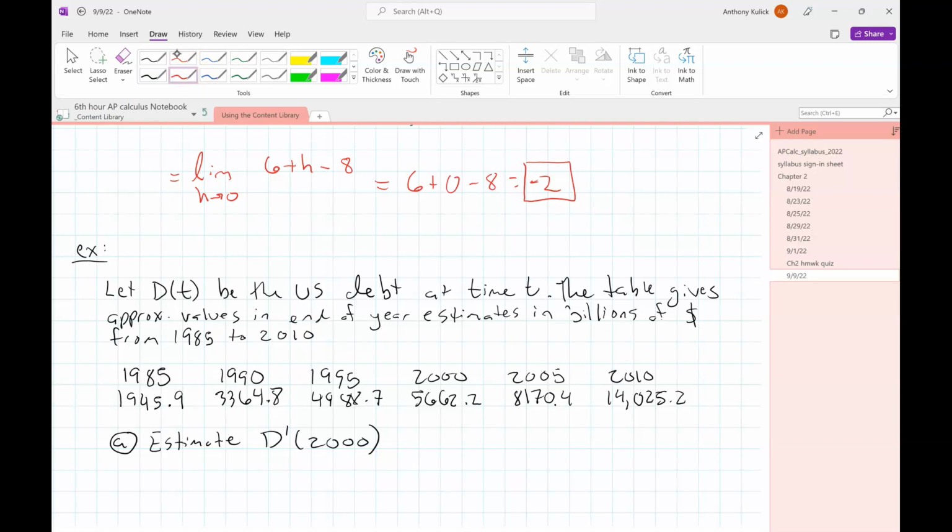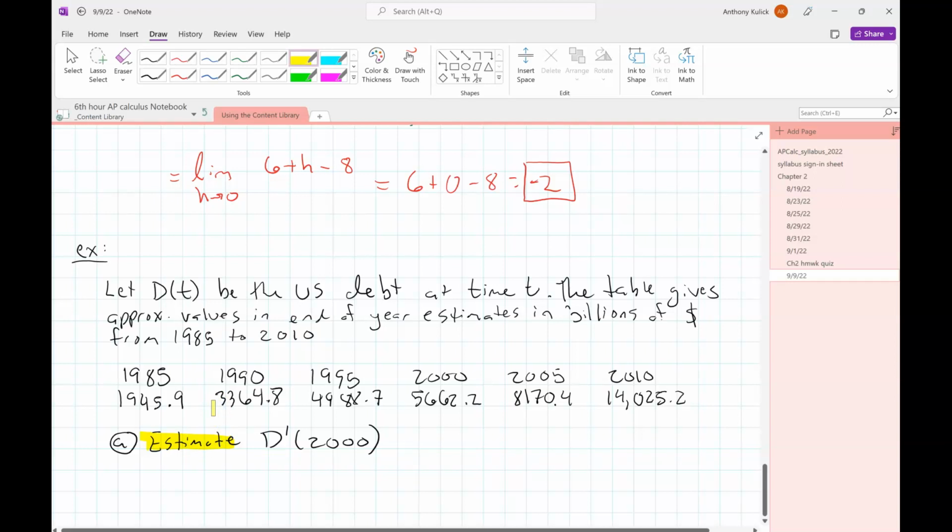So D of t is the US debt at time t. The table there gives approximate values and end of the year estimates in billions of dollars from 1985 to 2010. And we're asked to estimate the derivative of D at 2000. Notice the direction. What are we trying to do with D prime of t? Estimate.